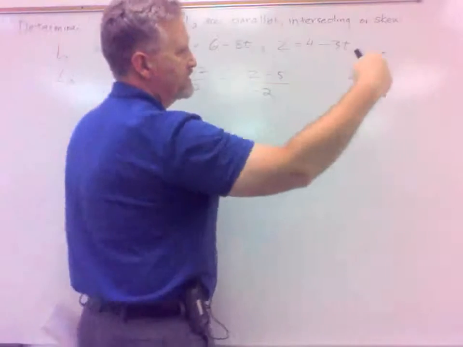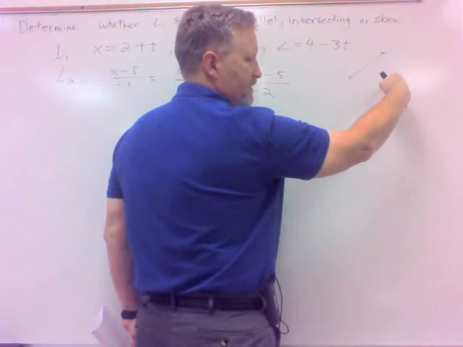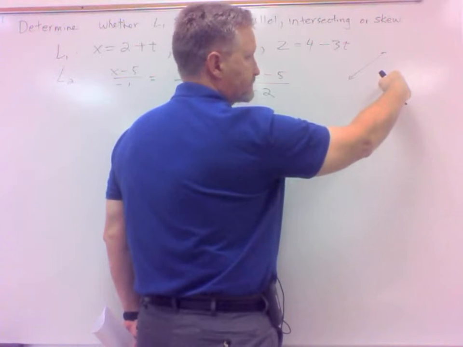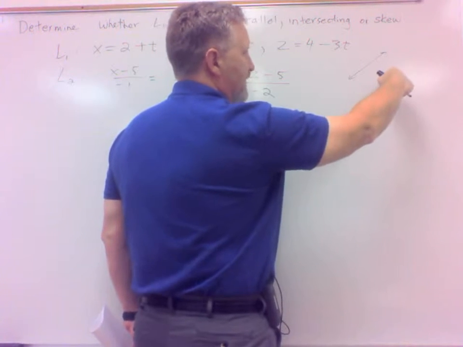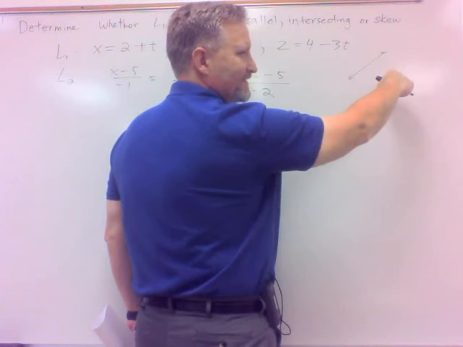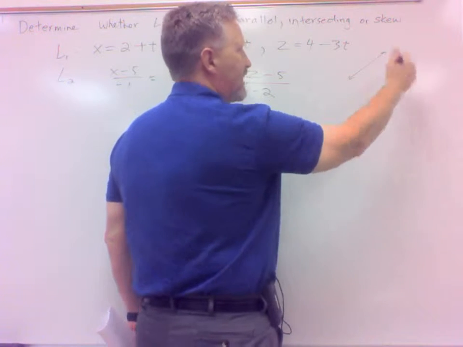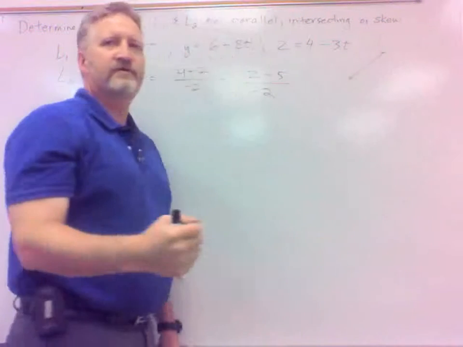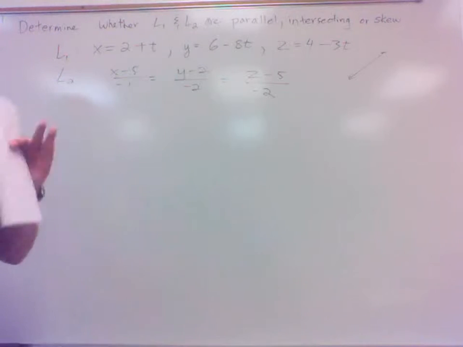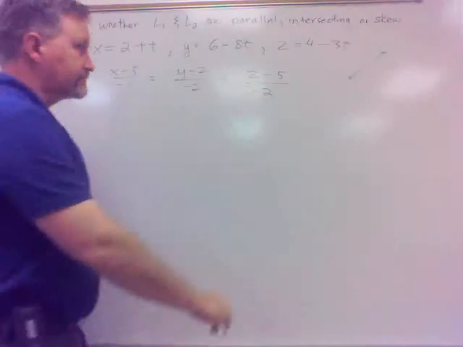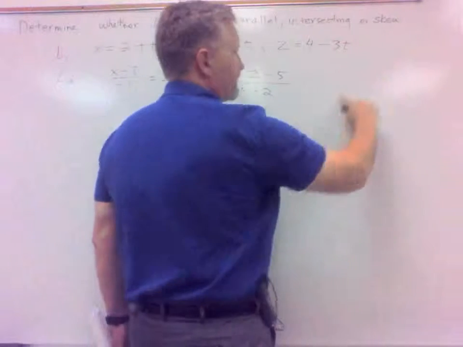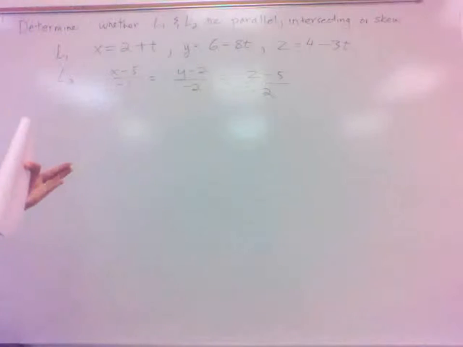But skew means, well, what if I had a line that's going straight into the board here, through the wall and so forth? That is not parallel to it, and so that's what we mean by skew, in that they don't intersect, but they're not parallel either. So there are 2 things that could happen if lines don't intersect now that we're in 3 dimensions.